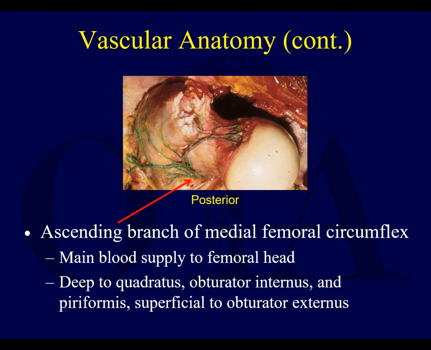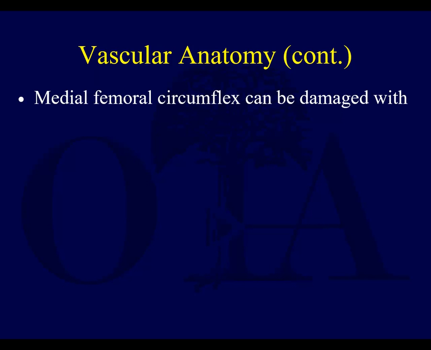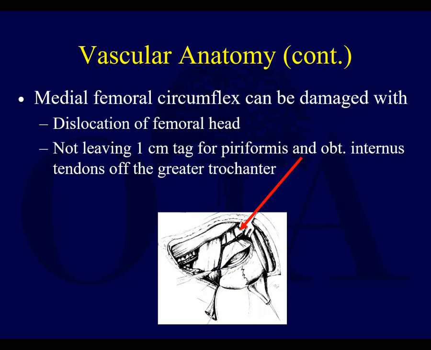Other vascular anatomy of note, the ascending branch of the medial femoral circumflex, shown very nicely here in these injection dye specimens. It is the main blood supply to the femoral head, and it lies deep to the quadratus, obturator internus, piriformis, and superficial to the obturator externus muscles. So, practically speaking, this is something that can be damaged with dislocation of the femoral head.